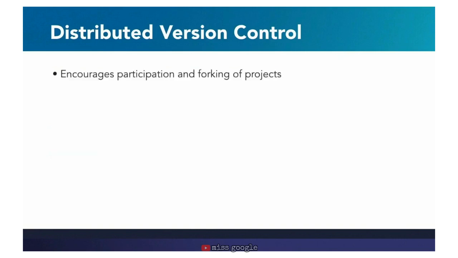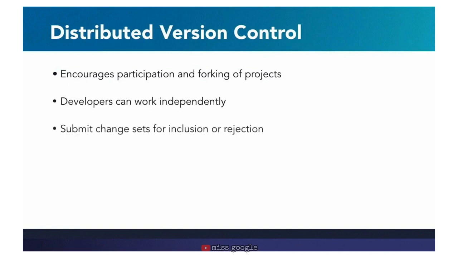It also encourages participation in forking projects. And this is really important for the open source community because developers can work independently, they can make changes, they can make bug fixes, feature improvements, and then they can submit those back to the project for either inclusion or rejection.